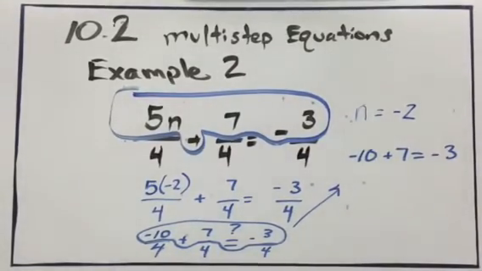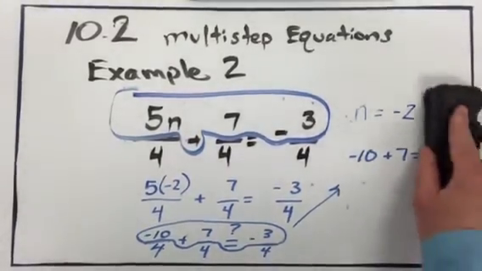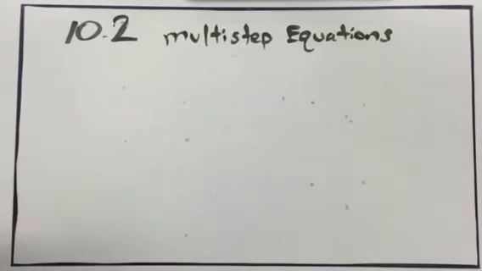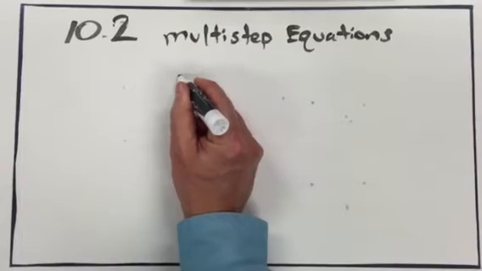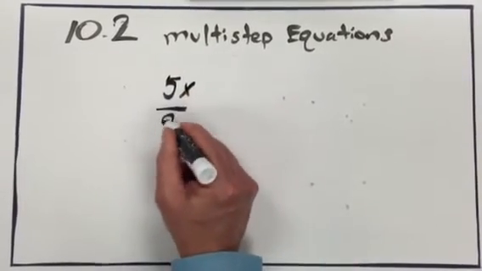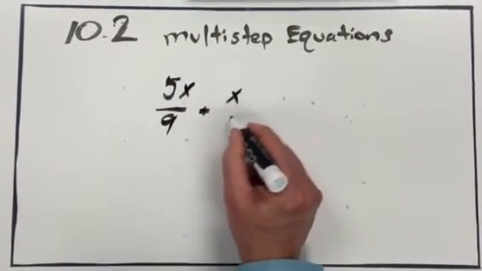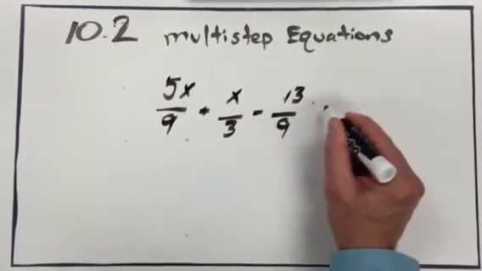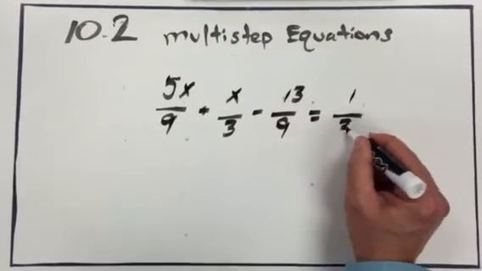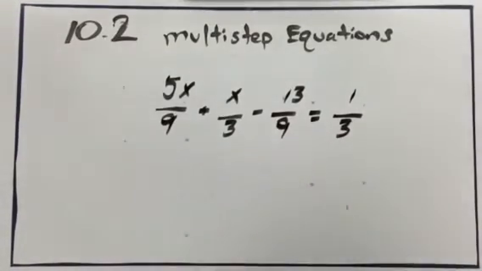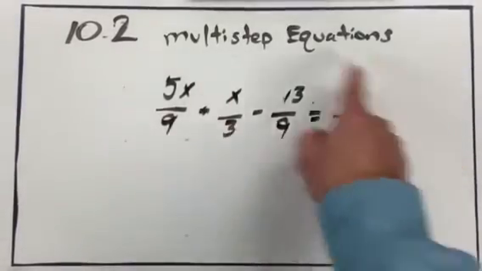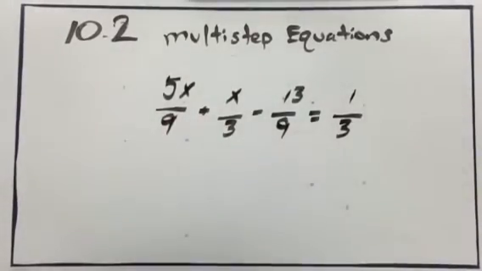So on this section that has try this, you have a question where the denominators are not the same. So for example, it says 5x over 9 plus x over 3 minus 13 over 9 equals 1/3. Okay, so with this, we're going to take a look at the denominators first because they're not the same, so we can't just isolate the top and look at it that way.